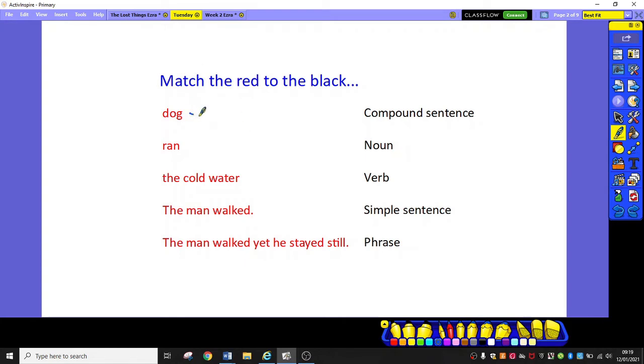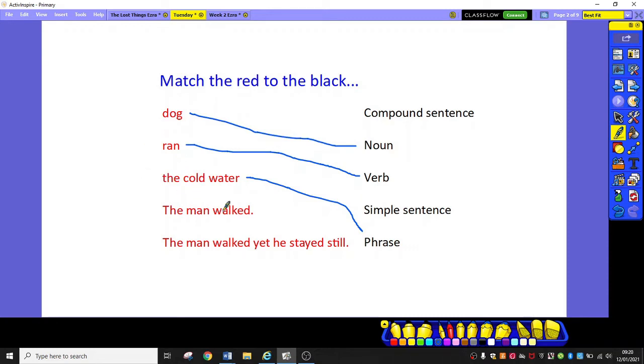So dog is of course a noun, it is a thing. Ran is a verb because it is a doing word, it is something that you are doing. The cold water, so I've now got compound sentence, simple sentence or phrase. Now the cold water, it isn't doing anything, there's no verb within there, so I know it is a phrase. Here I've got my noun water and my adjective cold to describe it, and the, which is my determiner.